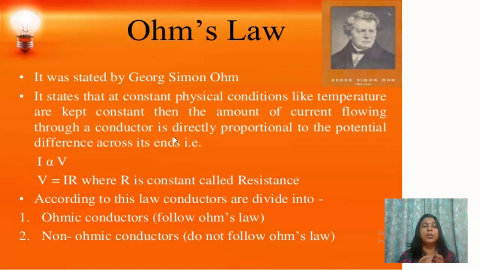For removing the proportionality sign, we use a constant, and in this case, the constant is resistance. The equation becomes V = IR, where R is the constant called resistance, V is the potential difference, and I is the current flowing through a conductor. According to this law, conductors are divided into two categories: ohmic conductors, which follow Ohm's law, and non-ohmic conductors, which do not follow Ohm's law.